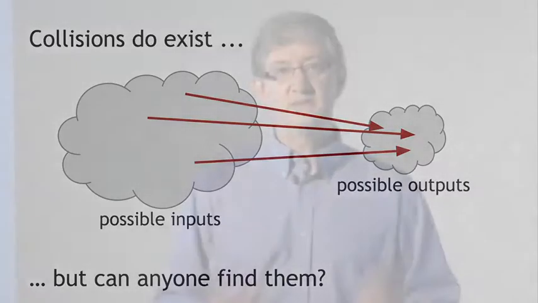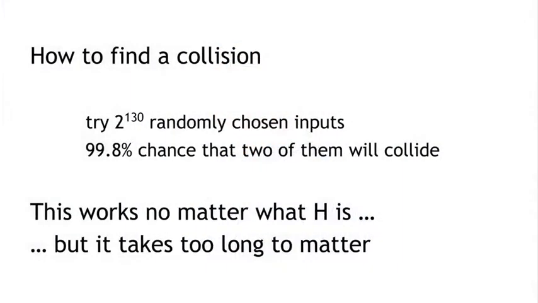Now, to make things even worse, I said that it has to be impossible to find a collision. Let me tell you how to find a collision, because there's a method that's guaranteed to work. The method works like this: we pick 2 to the 130 randomly chosen inputs from the left cloud of that previous diagram. If we pick those 2 to the 130 randomly chosen inputs, it turns out there's a 99.8% chance that at least 2 of them are going to collide. So this is a very simple method for finding a collision.